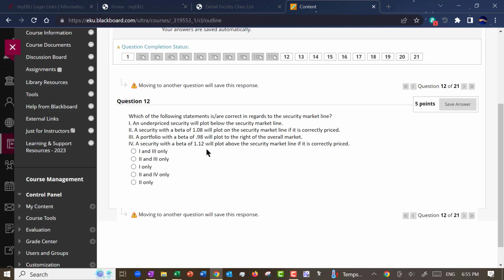A security with a beta of 1.12 will plot above the security market line if it is correctly priced. Again, no, that's not the case. It will be on the line. So it's just 2 that is correct. Okay.